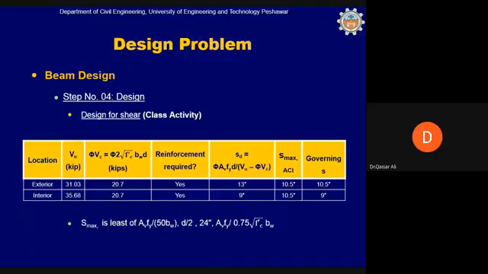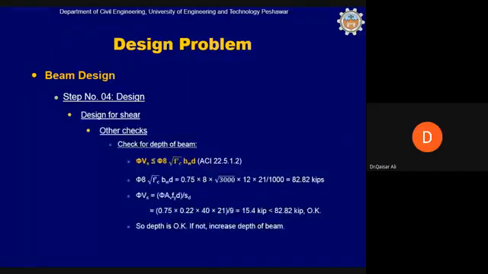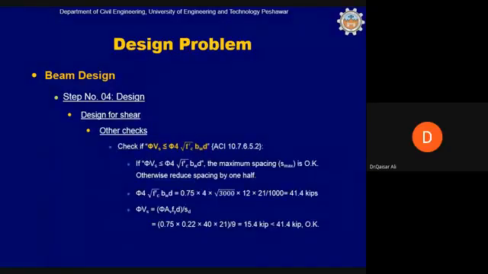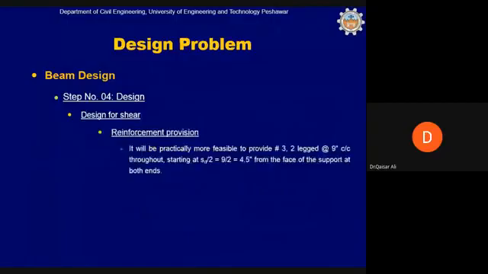Finally, we will check also phi Vs. You know this phi Vs, and this check. Finally, what type of stirrups and what spacing shall be provided? We have decided that we will provide number 3 bar with 9 inch center to center spacing throughout, starting at s by 2, 4.5 from the face of the support at both ends.